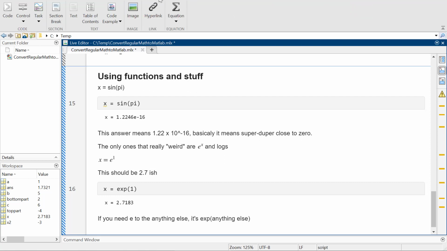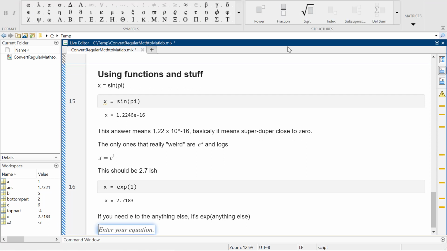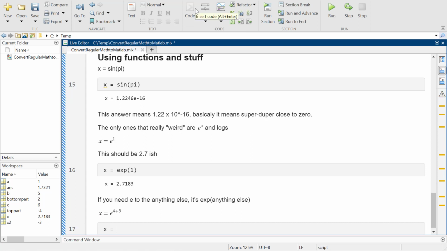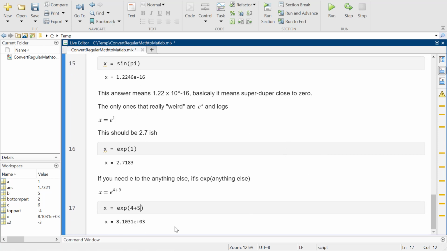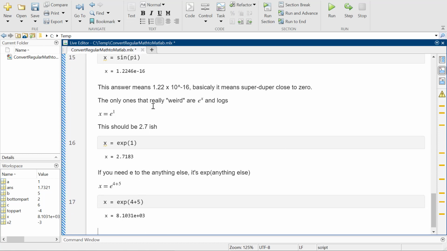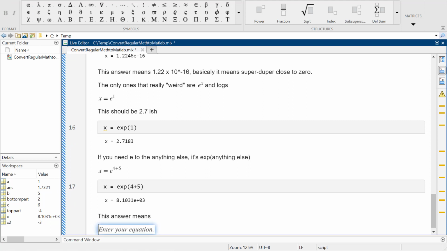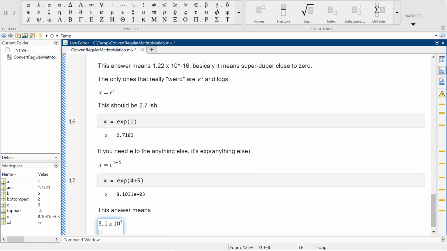I really should use control shift E from now on. If you need x equal to e to the 4 plus 5, then your code would need to be exp(4+5). And that's just the way it goes. And again, as a reminder, this answer you're looking at means 8.1 times 10 to the third. Okay, so that's what that means there.